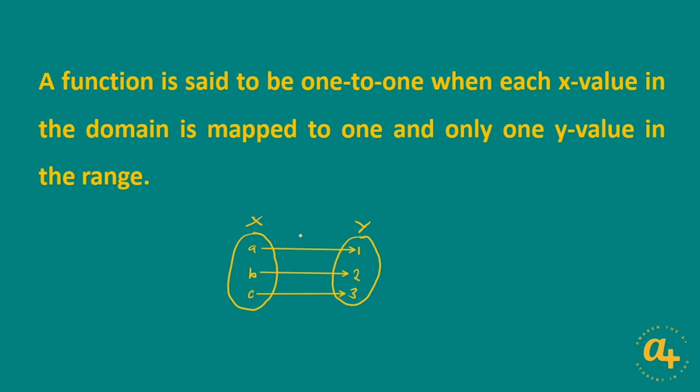Now, what a one-to-one function simply does is that it maps one input in the domain to exactly one output in the range. As we can see here, we have A in the domain mapped to exactly one output, which is 1. We have B in the domain mapped to exactly one output, 2 in the range. We also have the input C in the domain mapped to exactly one output, 3 in the range. So this basically is a one-to-one function.